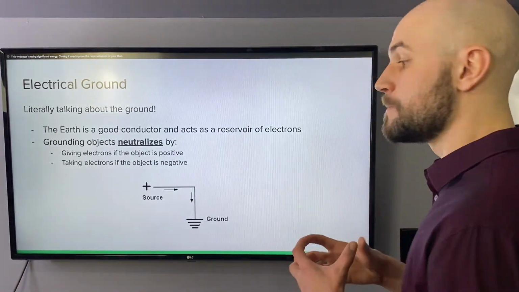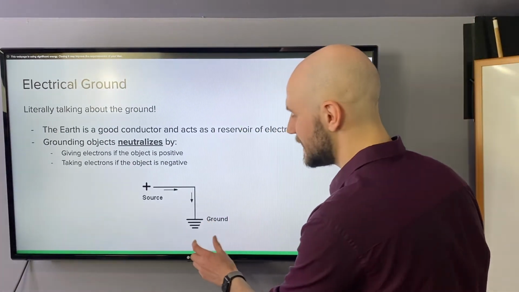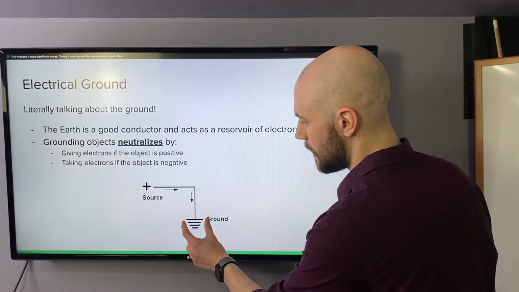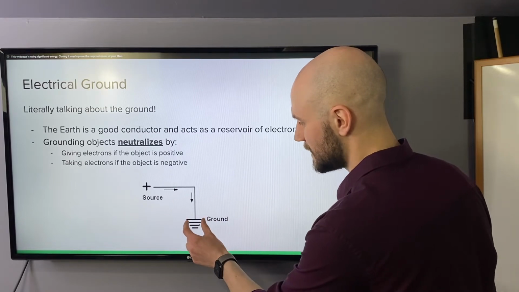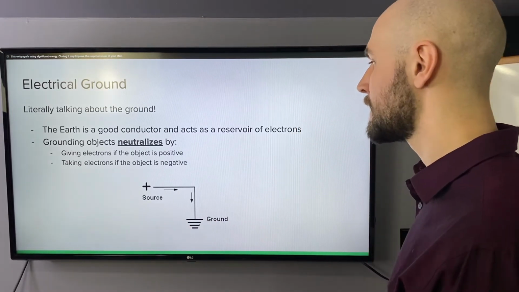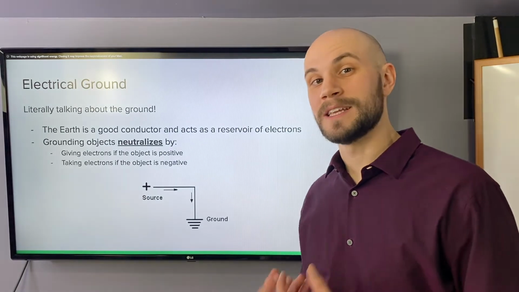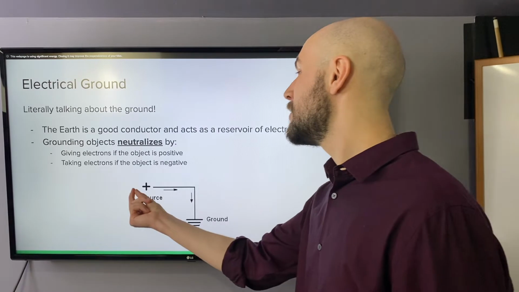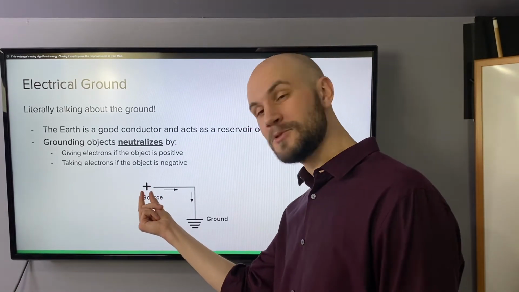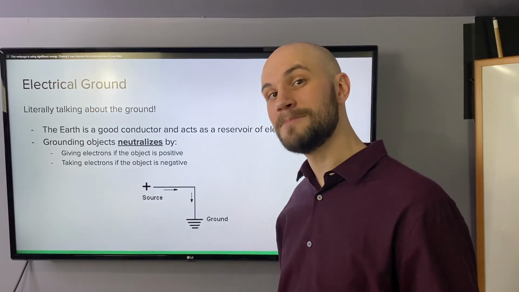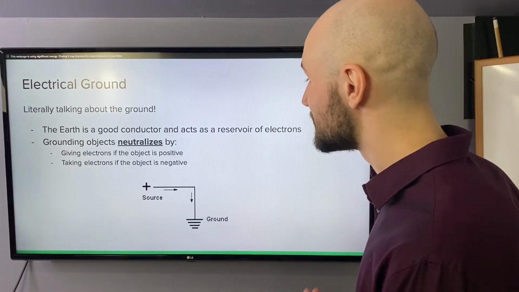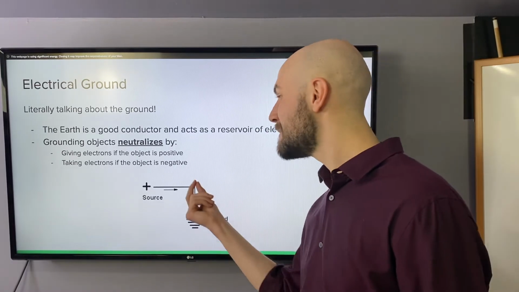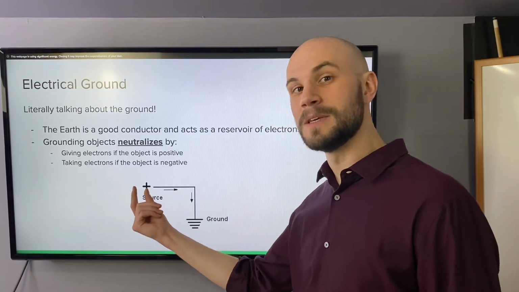Okay, so by the way, if you look at any kind of circuit schematic, the ground looks something like this. These lines that kind of get shorter and shorter as we go. So let's explain what this means. We're connected to the ground, an infinite source, infinite sink of electrons. So let's say we hook up a positive object to the ground. A positive object is missing electrons. So if it's missing electrons, if we hook it up to an electrical ground, it could get as many electrons as it needs from the ground, becoming neutral.